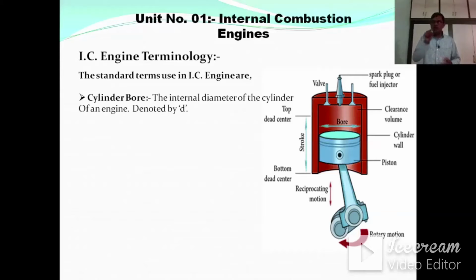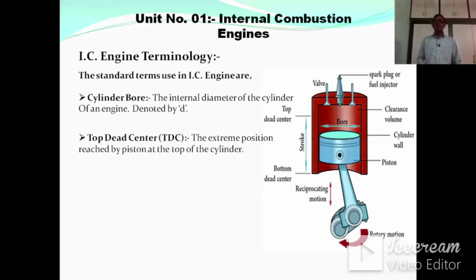Bore is nothing but the internal diameter of the cylinder. It is denoted by small d. Next is top dead center. Top dead center means the extreme position reached by the piston at the top of the cylinder. When the piston moves in the upward direction and reaches the extreme position at the top of the cylinder, it is called the top dead center. As shown in the figure, there is the top dead center.